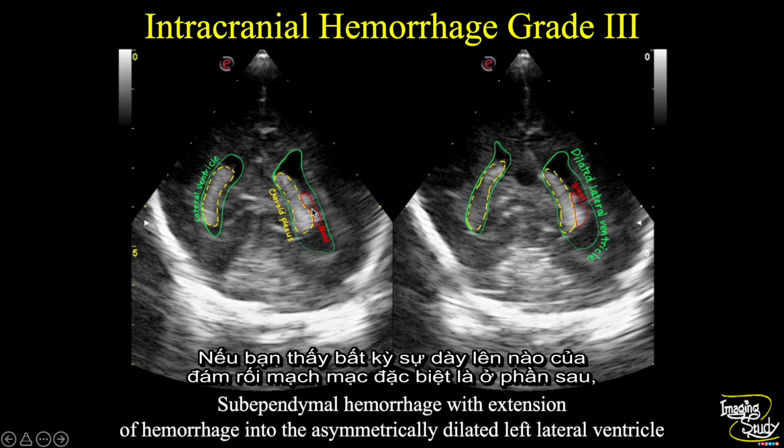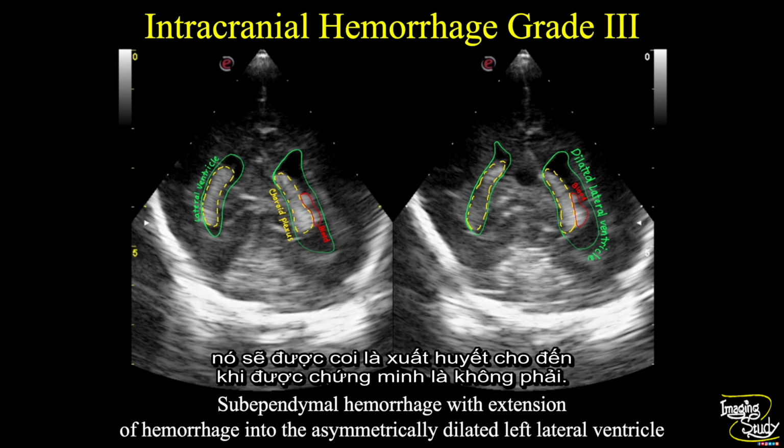So make sure if you see any thickening of the choroid plexus, especially at the posterior aspect, it should be counted as a hemorrhage until proven otherwise.